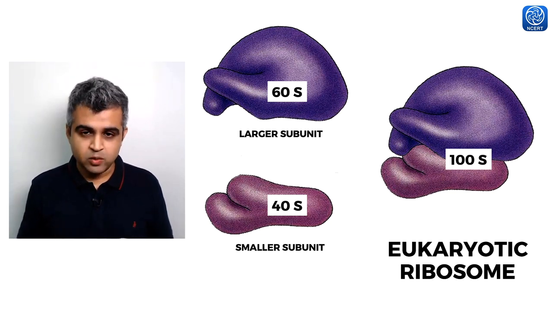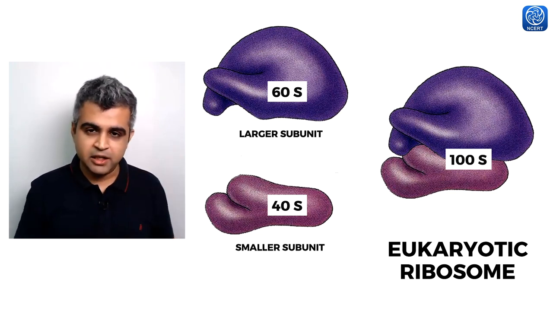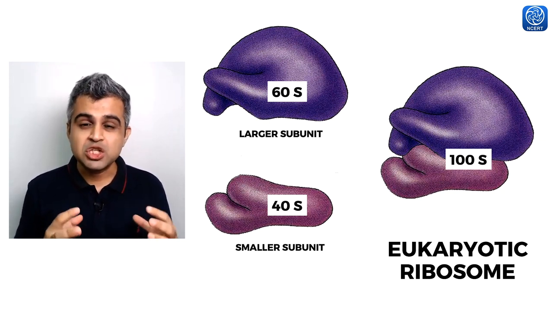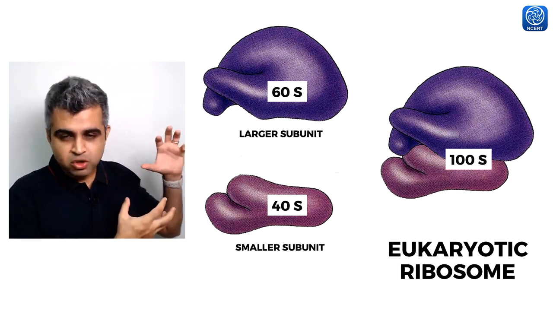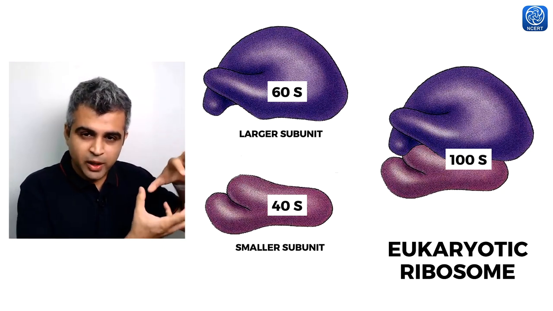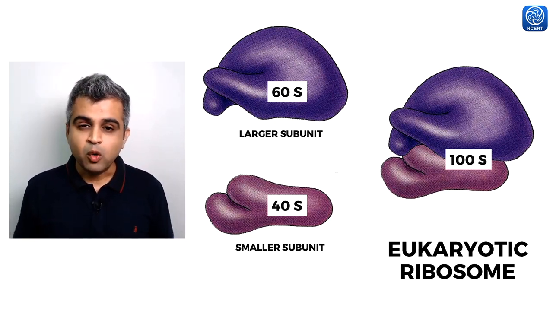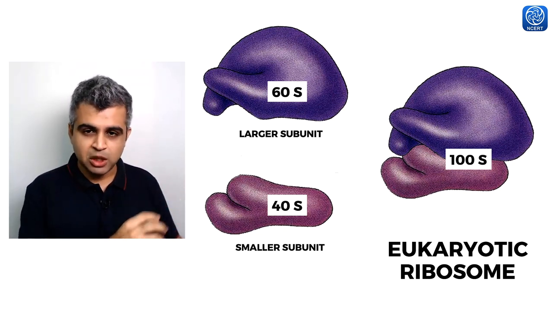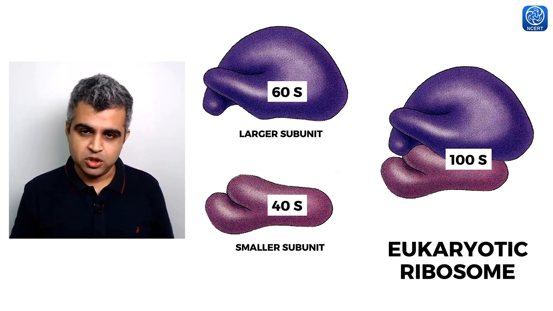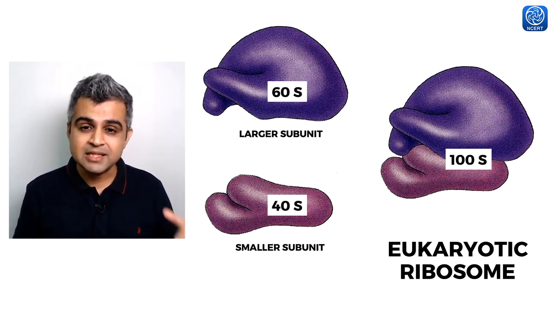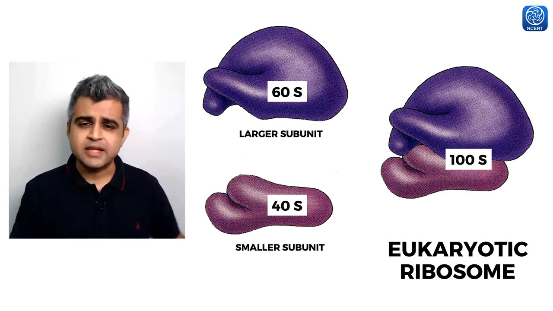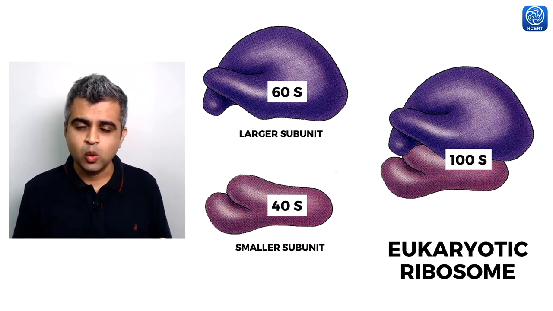But if you were paying attention when I was explaining Swedberg units to you, you would know that how fast or the rate of sedimentation is going to be depending on not only the mass or the size, but also the shape and the density. So as these two structures, the larger subunit and the smaller subunit, come together and form this eukaryotic ribosome, the important thing to understand is that the molecule becomes slightly bigger in size. It will have a slightly different shape. So its sedimentation coefficient, its Swedberg units, are going to be lesser as compared to 100S. The rate at which it will sediment will not be the same. It will undergo its sedimentation at a slightly lower or slower rate.